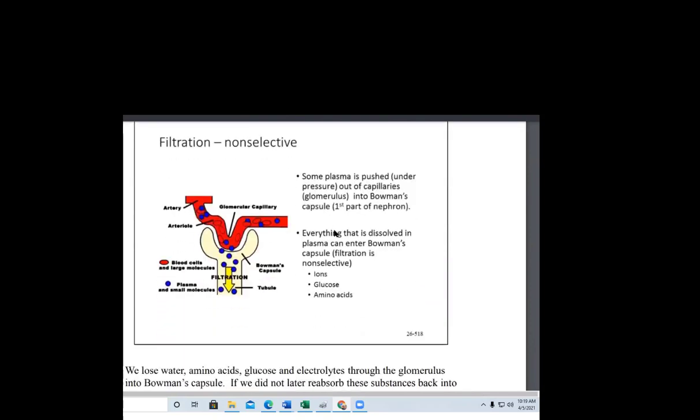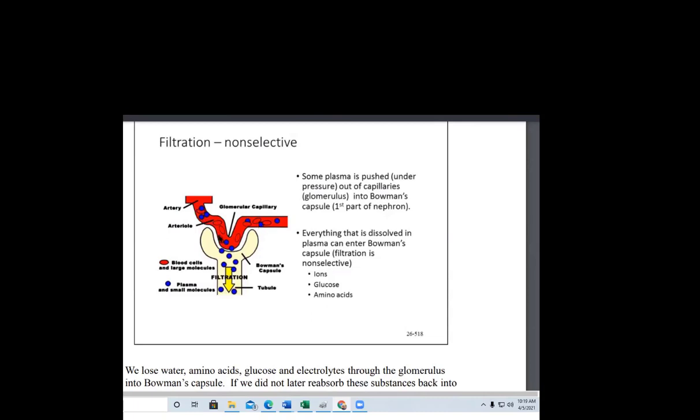Okay, so filtration then, let's talk about the first step. So we have this little tuft of capillaries that's a branch off the renal artery. So the renal artery branches several times into different arteries that you'll learn about in advanced A&P. And then the final piece is this arteriole and this tuft of capillaries called the glomerulus. It looks like a little tangle, like a tumbleweed, if you know what those look like, of capillaries. So this is just a simplified version of what that glomerulus looks like.